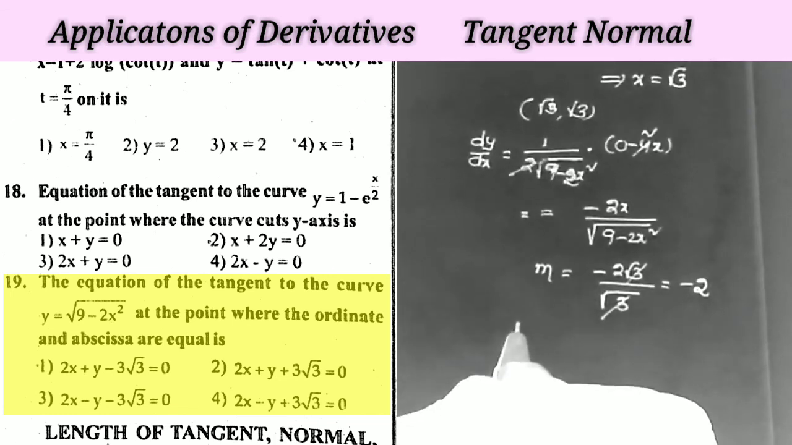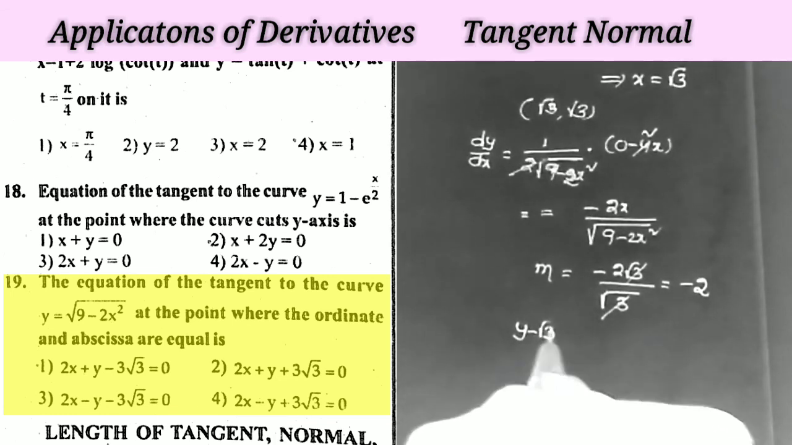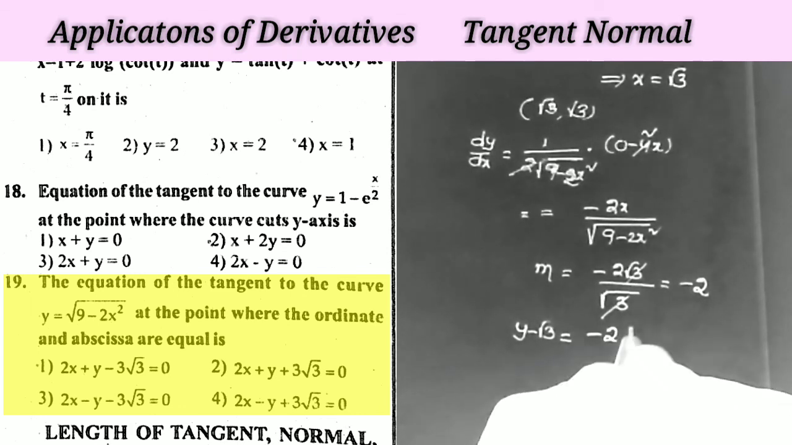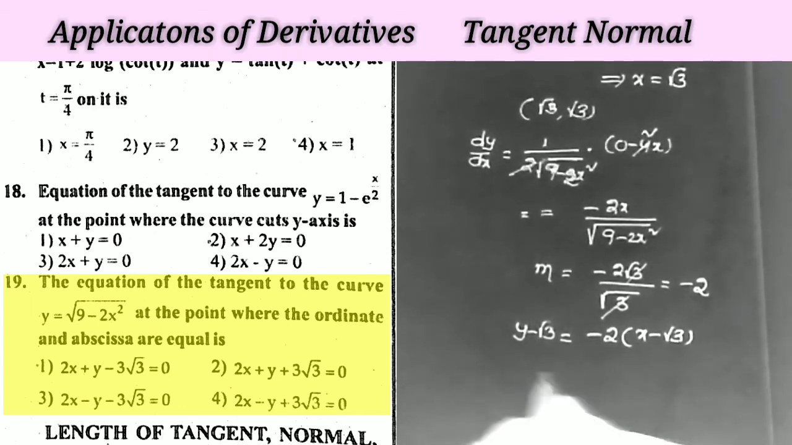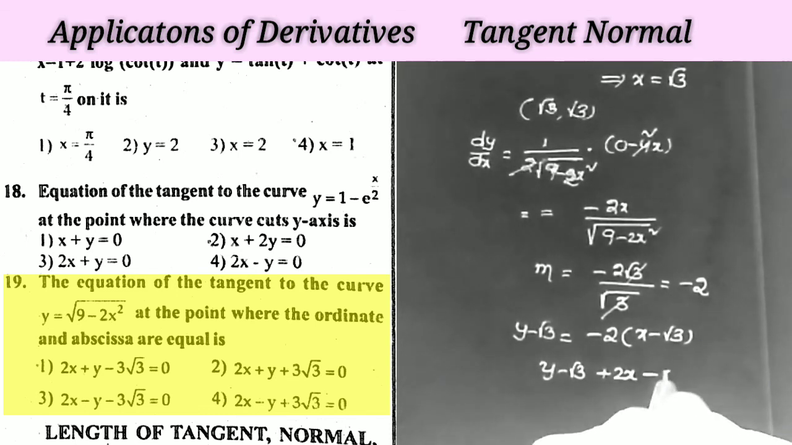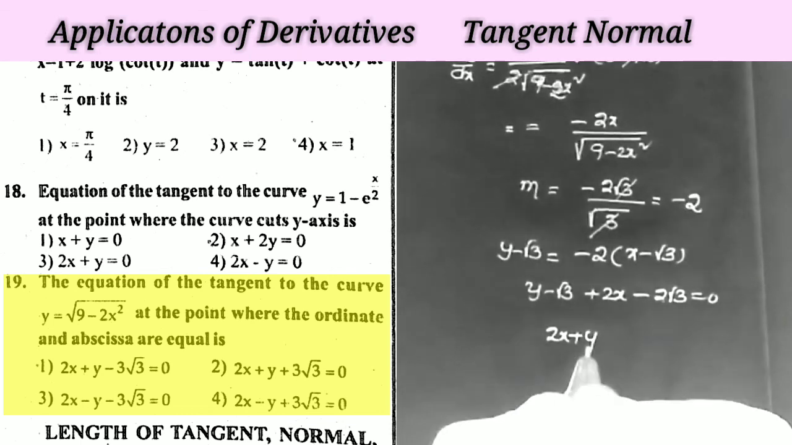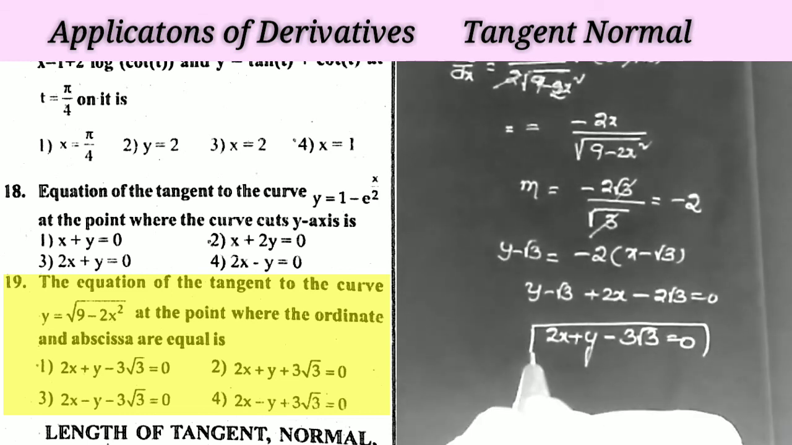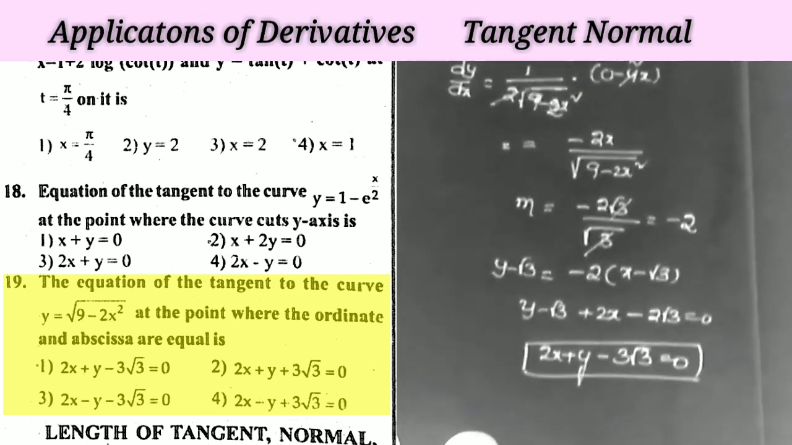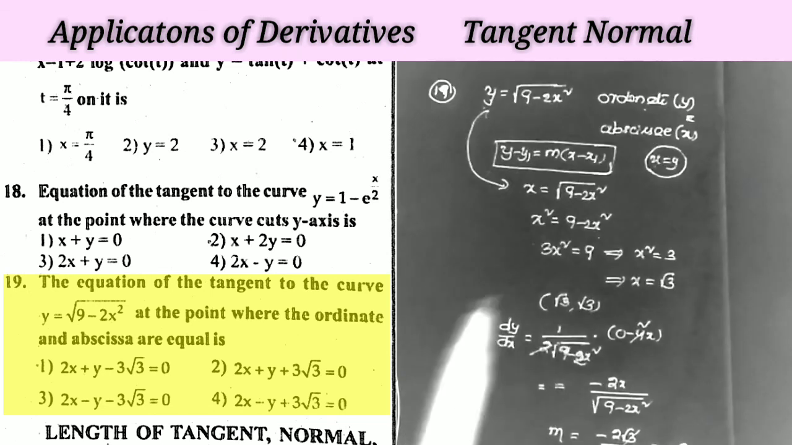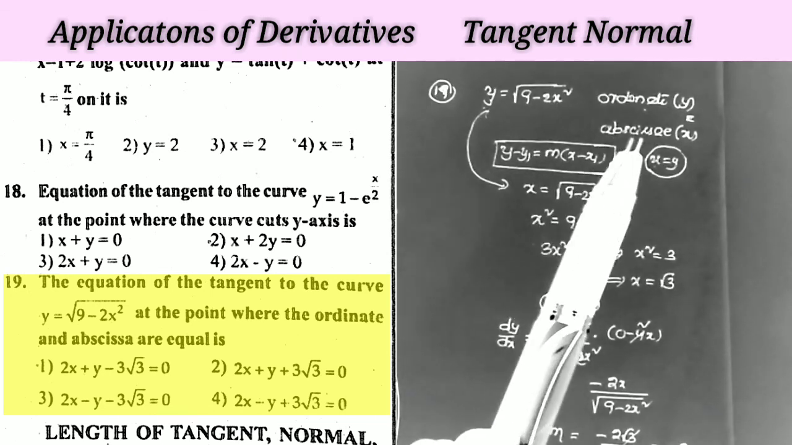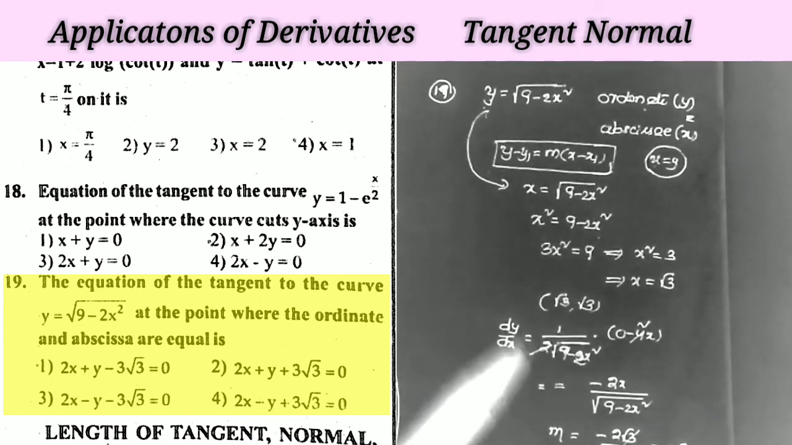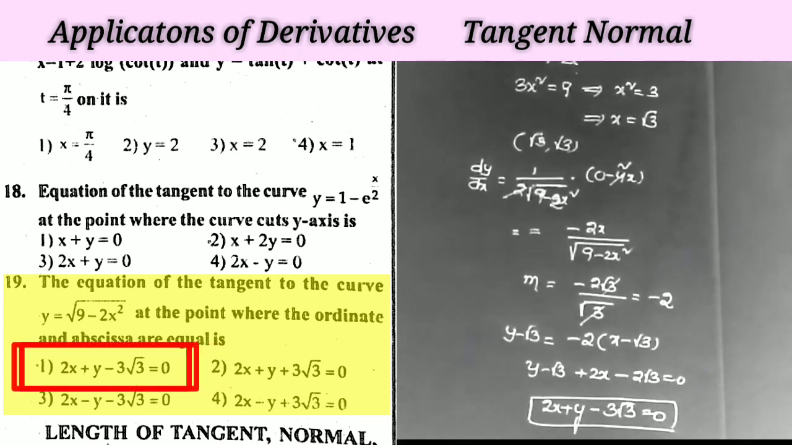Now what is the equation? y minus y1 is equal to m into x minus x1. That is y minus root 3 is equal to minus 2 into x minus root 3. So y minus root 3 plus 2x minus 2 root 3 is equal to 0. Therefore the answer is 2x plus y minus 3 root 3 is equal to 0. And which is the first option. Okay, here the point is not given directly, but given that we want the equation of the tangent at the point at which abscissa and ordinate are equal, means we are taking x is equal to y and finding the point and doing the derivative and replacing all values in the formula to get the answer. That's all.